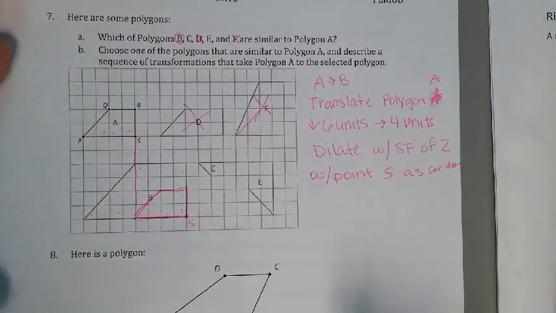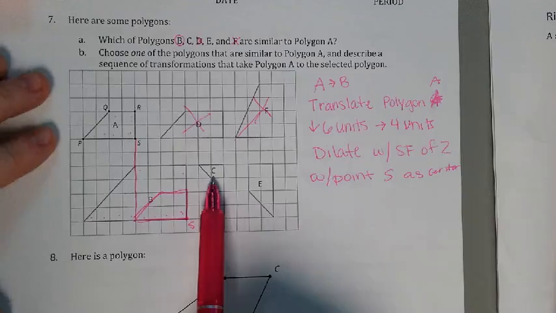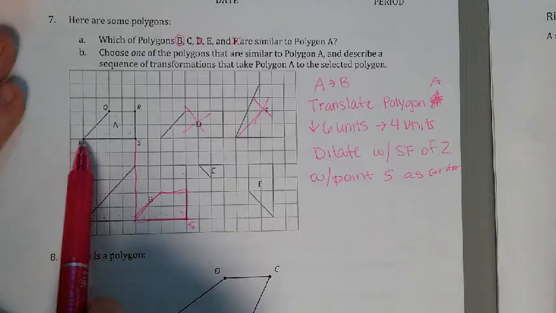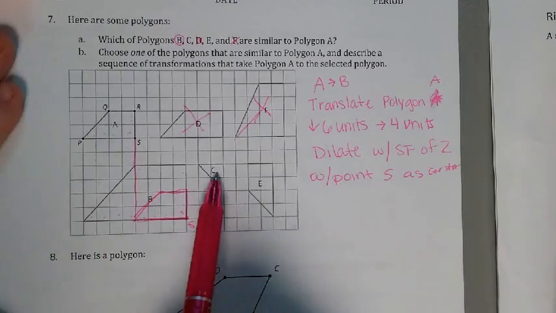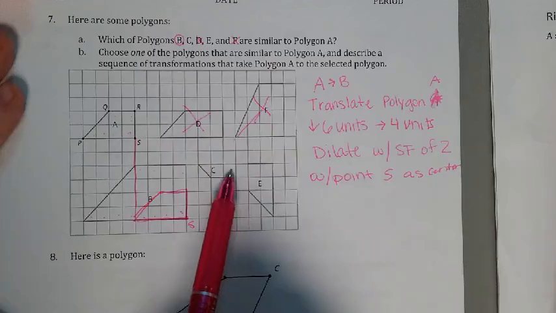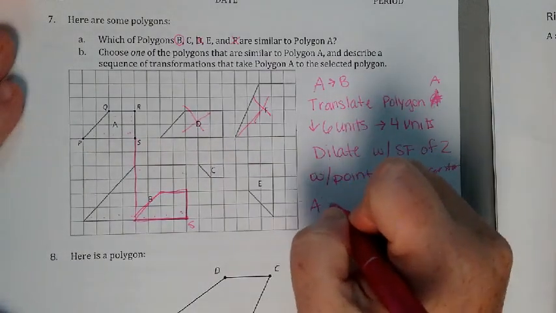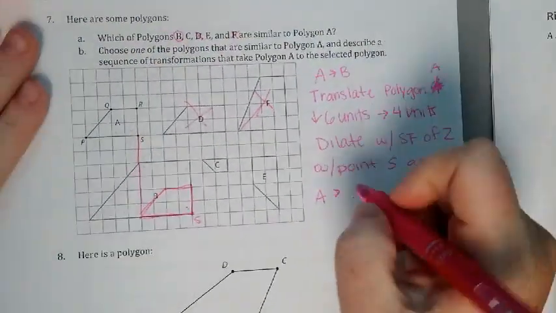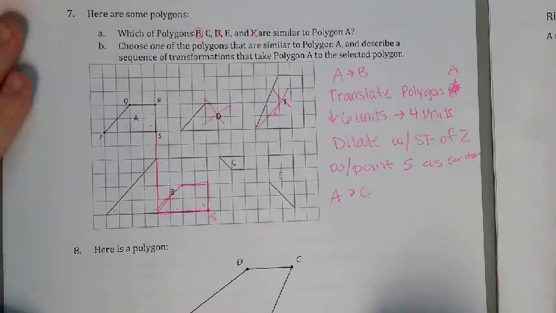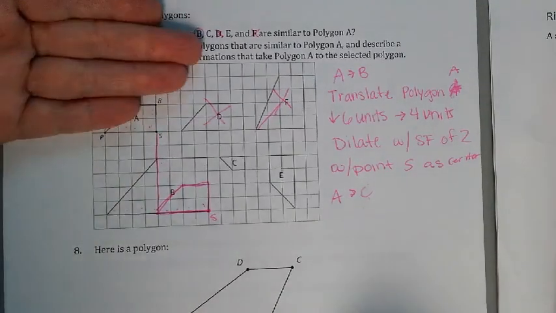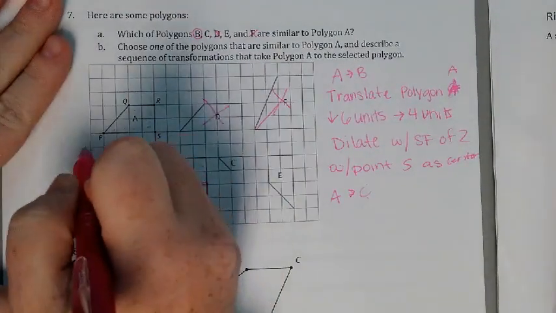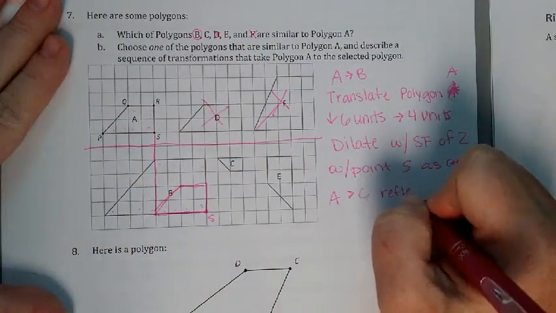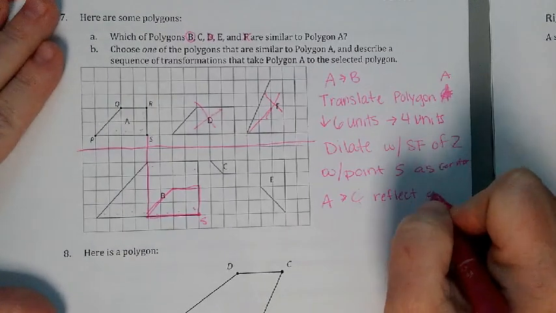Okay, next C. C looks similar. So we go from 4 to 2, and from 2 to 1. So that's half the size. A to C. So we would, having to reflect, so we're going to have to draw a line. Reflect over L. We're going to label it L.